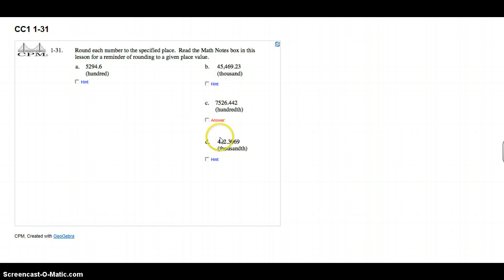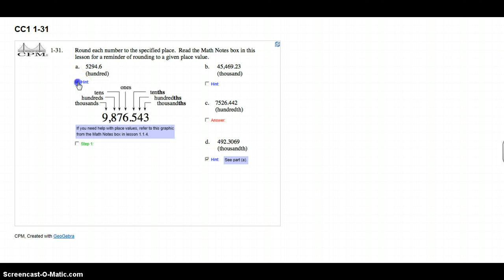This one gives you the answer as an example. For D, it gives you a good hint. It says C part A, all right? Remember that visual? It popped up right there for you on the math notes, so that's something that you can use as well. Step 1, it gives you the steps. It breaks it down a little bit for you. So remember to use those if you have access to them.